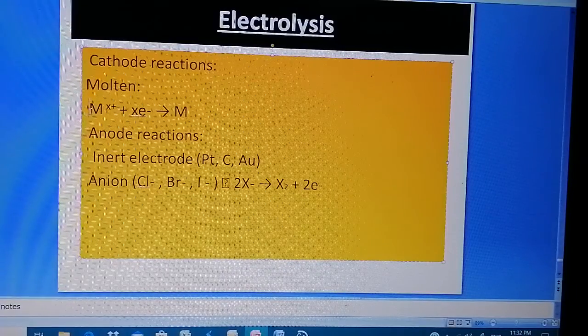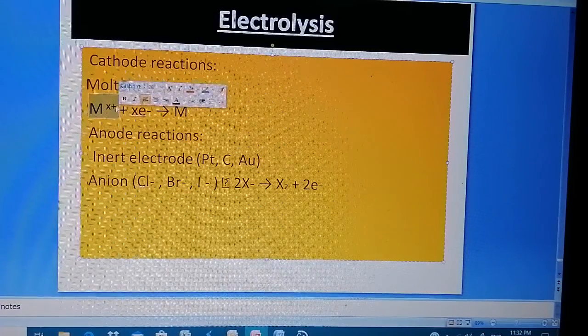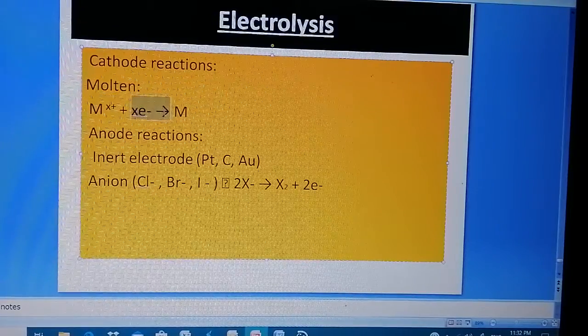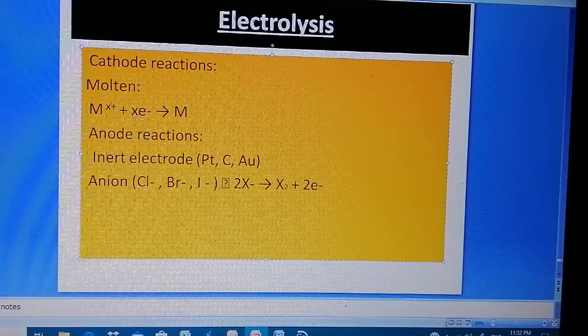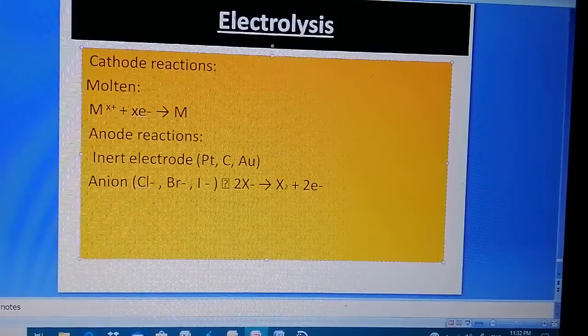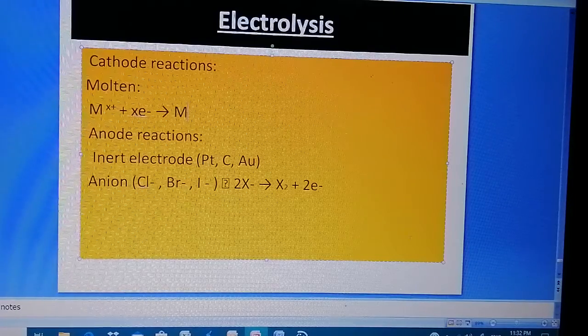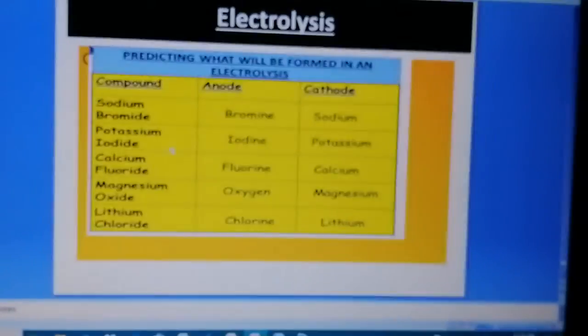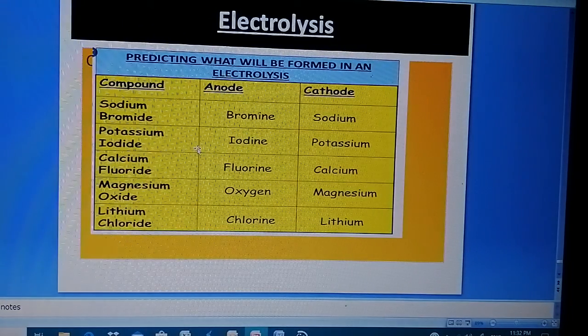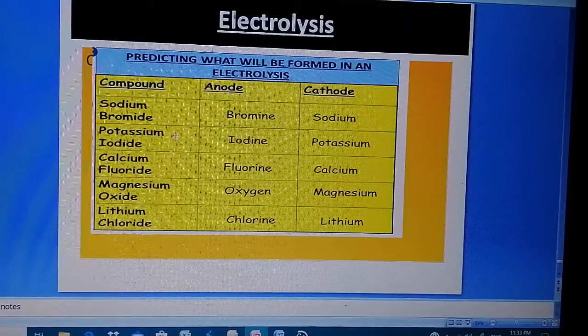You can see here, if it's a metal, cations will move to cathode and they will gain the electrons to form the metal. Anions will go to anode and undergo oxidation to form the particular non-metal. You can see here sodium bromide. Sodium is a cation. It will go to the cathode as sodium, and bromide Br minus will be formed at anode, and two Br minus ions combine to form bromine.